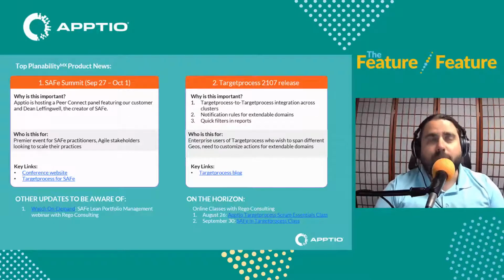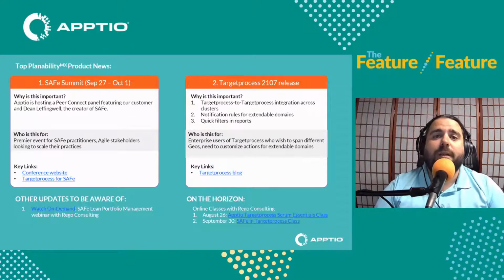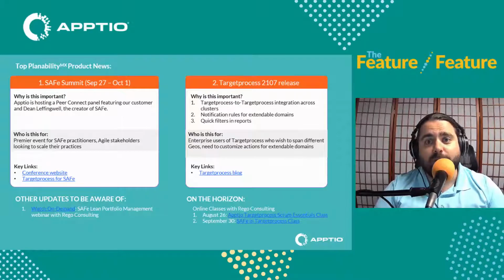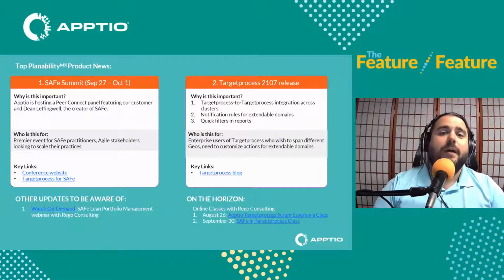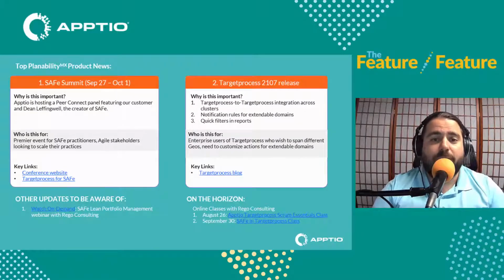For our customers, many of our customers have global organizations, so they have multiple instances of Target Process. Now we've implemented Target Process to Target Process integration, so they can basically speak to each other if they've got multiple instances, multiple clusters of Target Process going on. There are also notification rules that have been added for extendable domains, and then quick filters in those reports to make that easier.